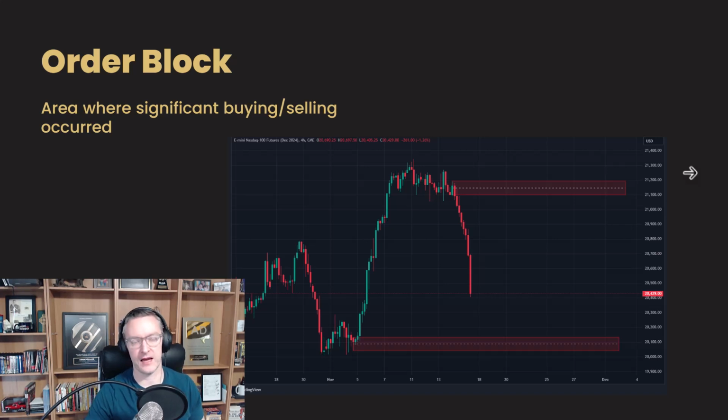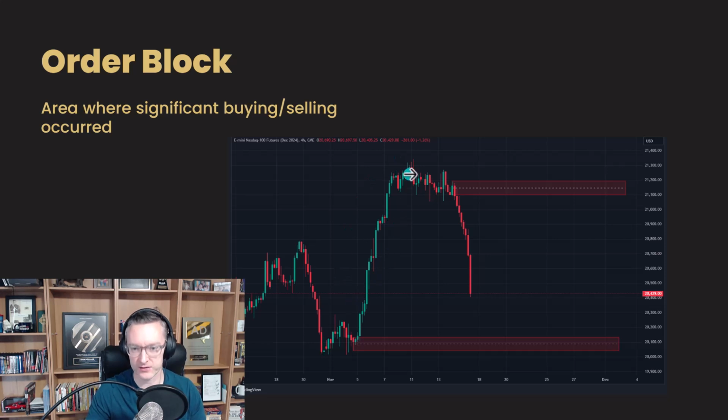Now, an order block. I talk about this a lot because B is the letter B in BIT in my BIT method, which is what I use. It's my method, my whole strategy around trading. An order block is an area where significant buying and selling occurred. You can see I have these order blocks marked out with red boxes right here. This bottom one was the last area of selling before a huge push up. So that means this order block here represents the start of a large number of buyers coming into the market.